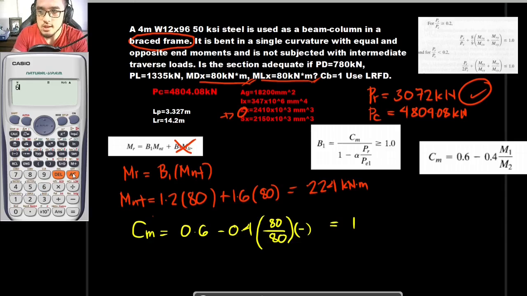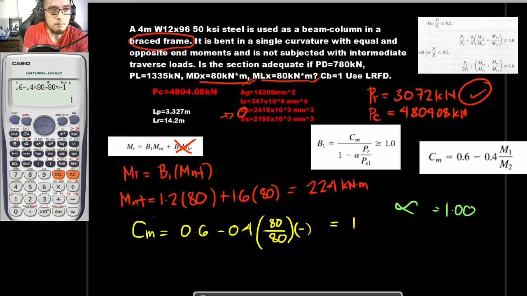So 0.6 minus 0.4 times 80 divided by 80 times negative 1. So that is to be positive 1. So yun yung Cm natin. So we already have our Cm. We already have our PR. Our alpha here. Teka, asan ba yun? Our alpha here. So this alpha right here is equal to 1.00 since we are to use LRFD. But if you are to use ASD, that is to be 1.6.